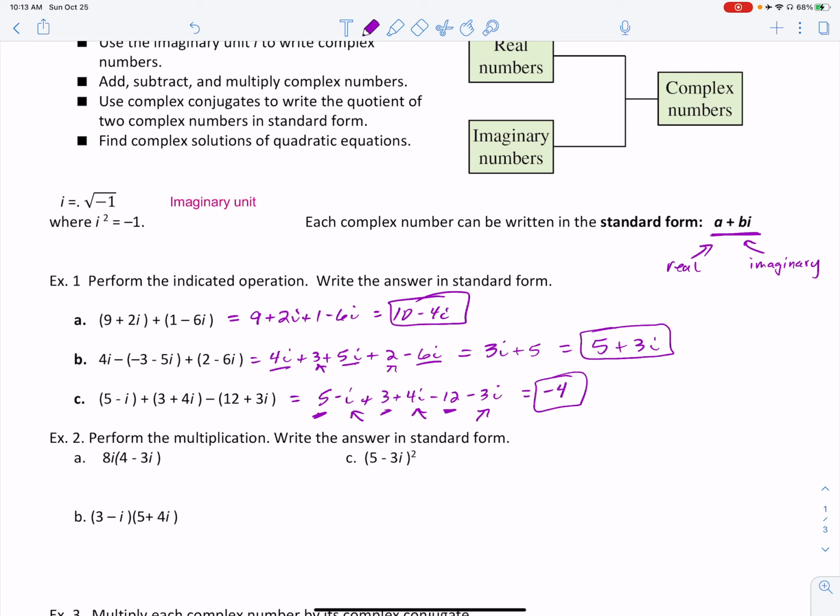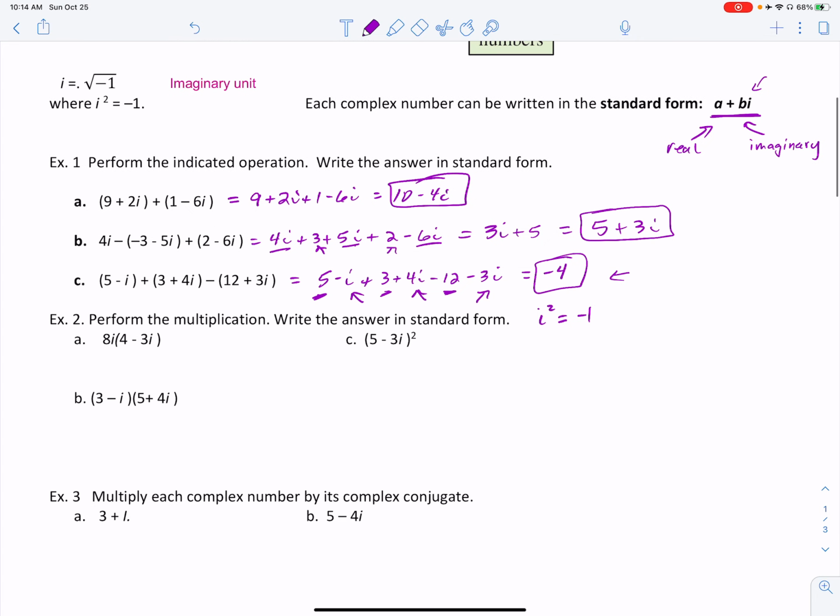Perform the multiplication. Now when we get here, we're going to get i squareds. For every i squared, you have to replace it with -1. You can't leave i to a higher power than 1 when you write your final answer. It can only be i to the first, or in the case of this last example, if it comes out to just be a real number and there's no i at all. So anytime we see an i squared, we're replacing it with -1.